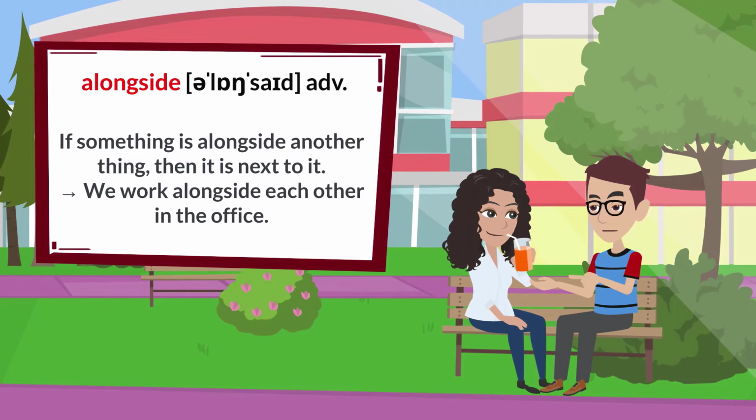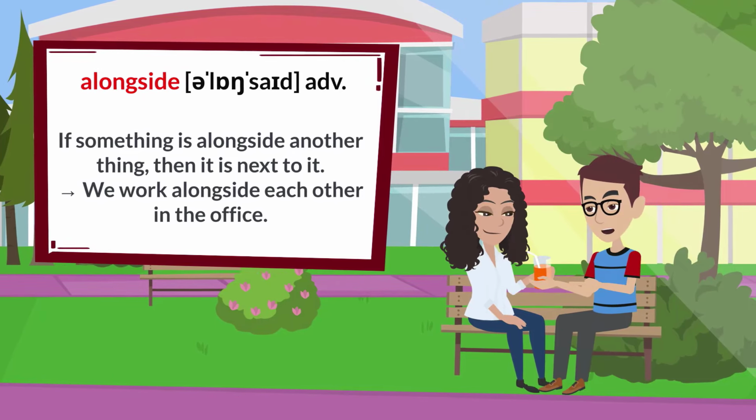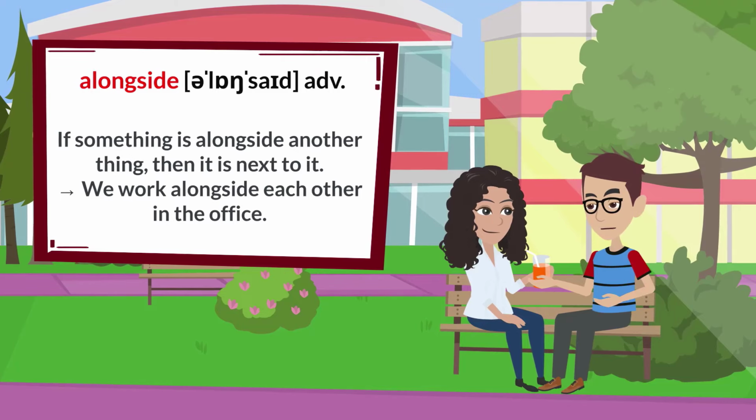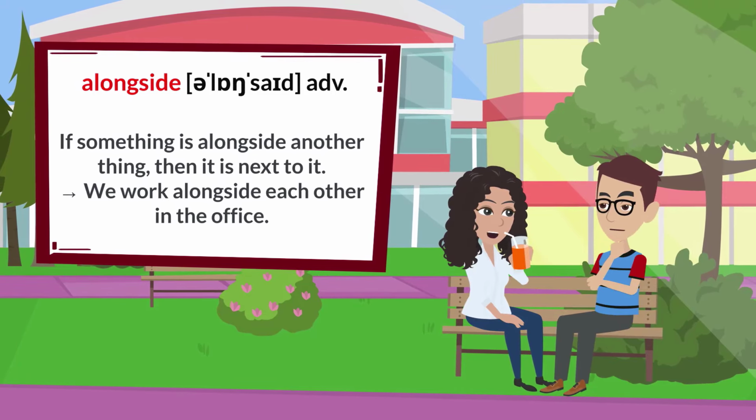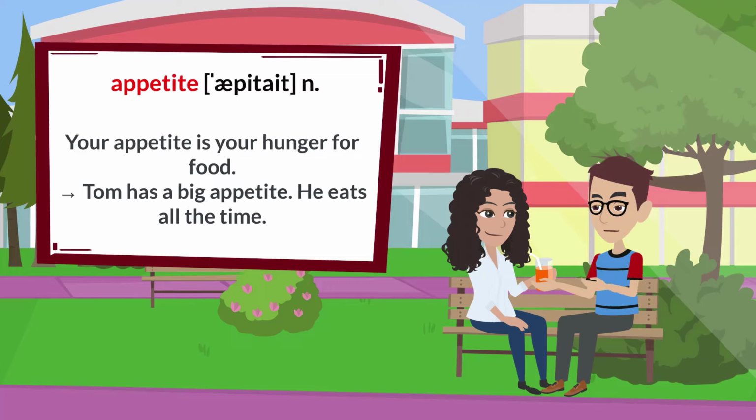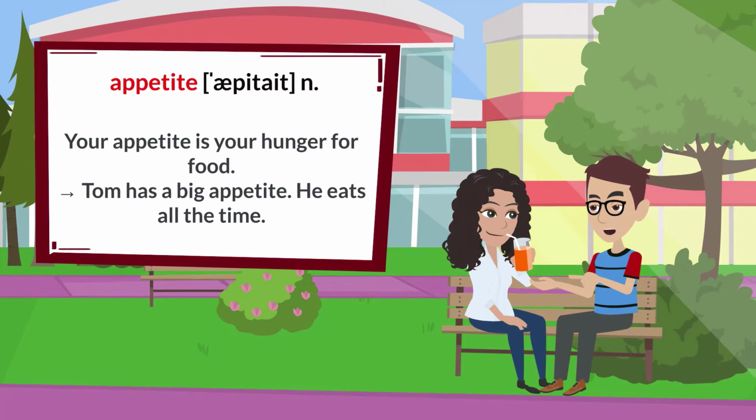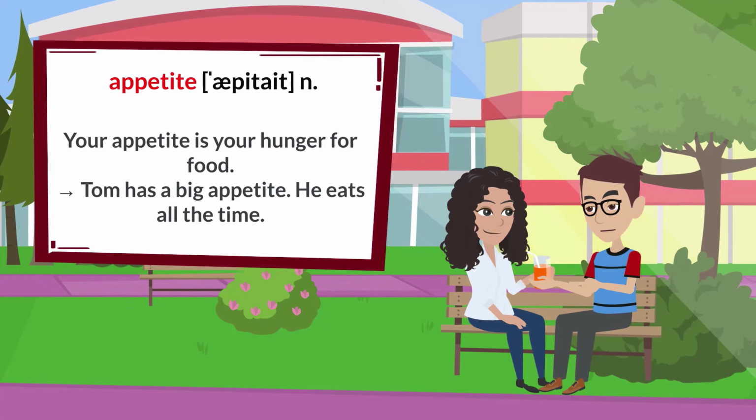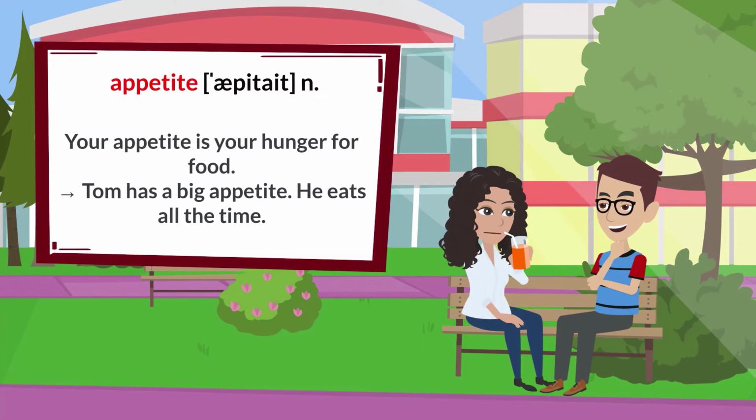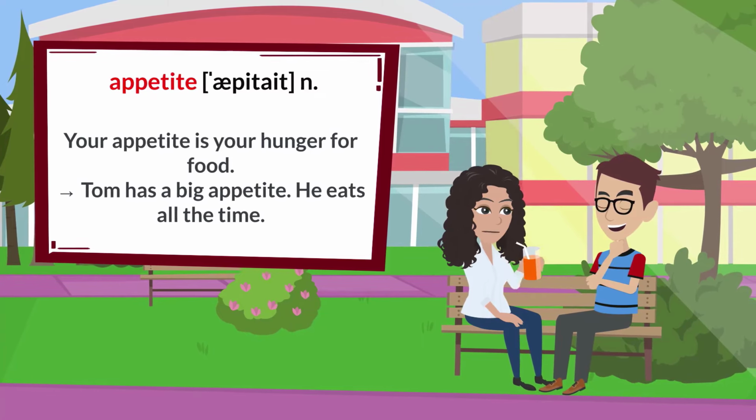Alongside. If something is alongside another thing, then it is next to it. We work alongside each other in the office. Appetite. Your appetite is your hunger for food. Tom has a big appetite. He eats all the time.